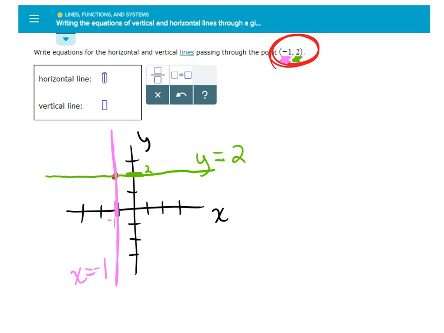That is -1. So when it says write the equations, my horizontal was my green one. I would type in y equals 2. My vertical was the pink, and I'd type in x equals -1. That's all there is to that.